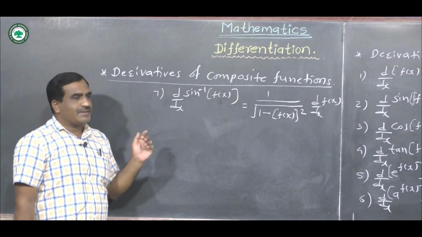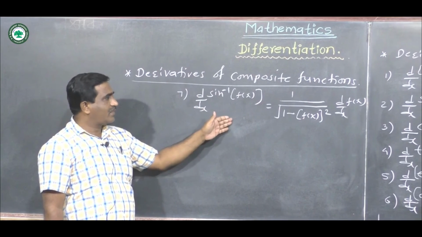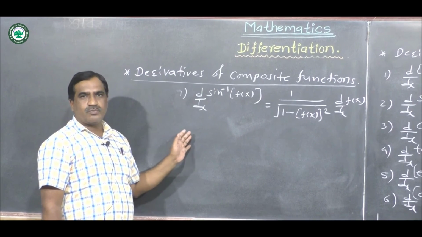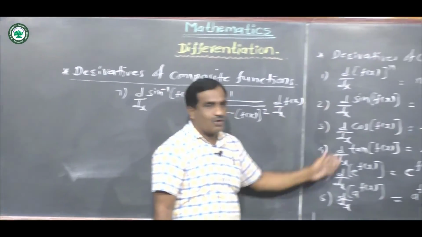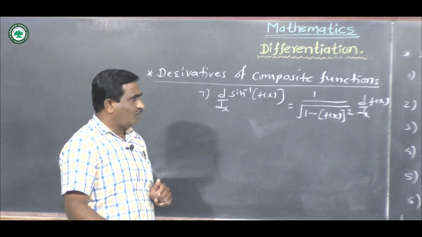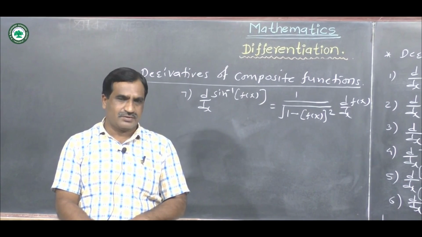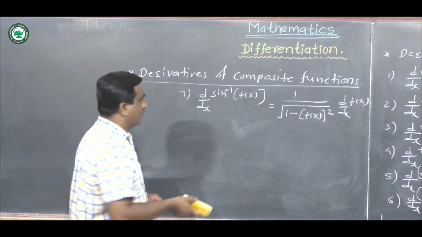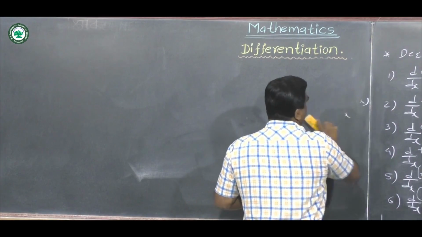Okay. Similarly, we can write the derivatives of cos inverse of f of x, tan inverse of f of x, cot inverse of f of x, sec inverse of f of x, cosec inverse of f of x, and also we can write the derivatives of all the remaining standard functions. Okay, we have to use these formulas for finding the derivatives of various composite functions. Now also we have to know the rules of differentiation. We have to use various rules for finding the derivatives of the functions.